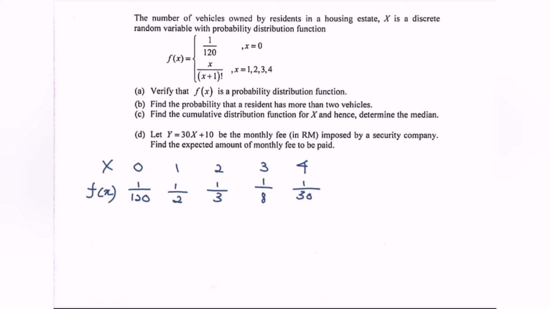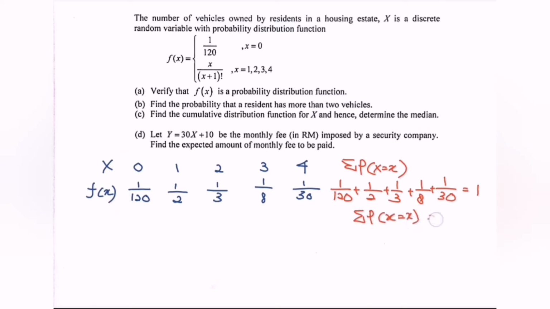Kindly refer to question A. Verify that fx is a probability distribution function. So the question is how? As we all know, we need to sum up the probability for the fx. Here we have 1 over 120 plus 1 over 2 plus 1 over 3 plus 1 over 8 plus 1 over 30, and we notice that we have 1, meaning that the summation for the probability is equal to 1, and we can say that fx is a probability distribution function.